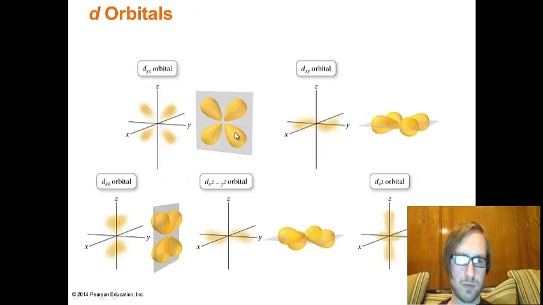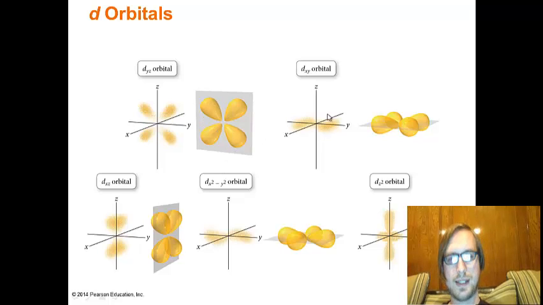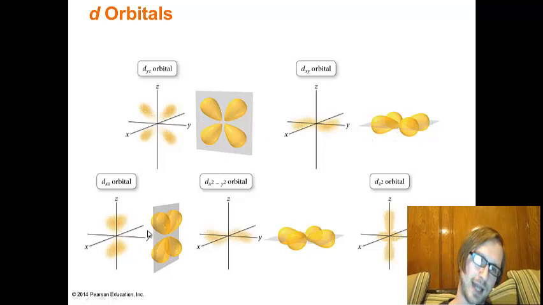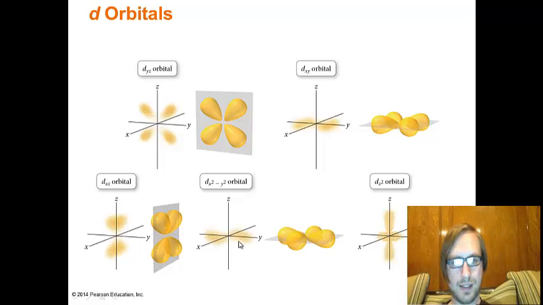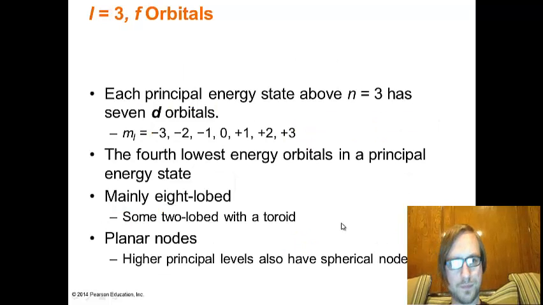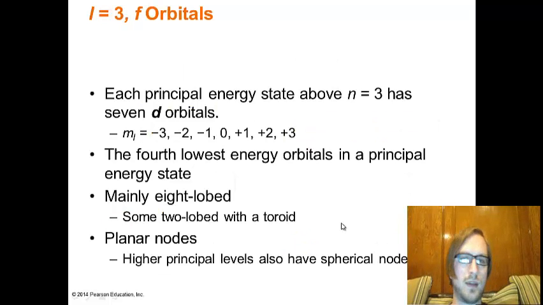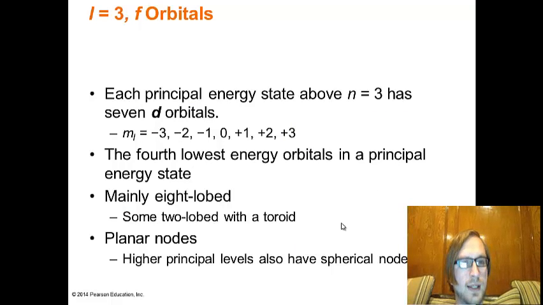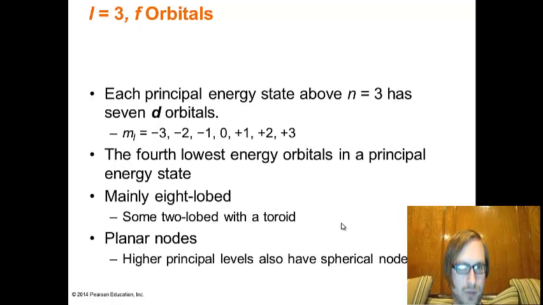So they're planing out, so here's the yz plane, the xy plane, the xz plane. Then here's the x squared minus y squared, which is oriented much like the xy, just shifted. And then the z squared gives us this toroid here. We go up next, now we get f orbitals.